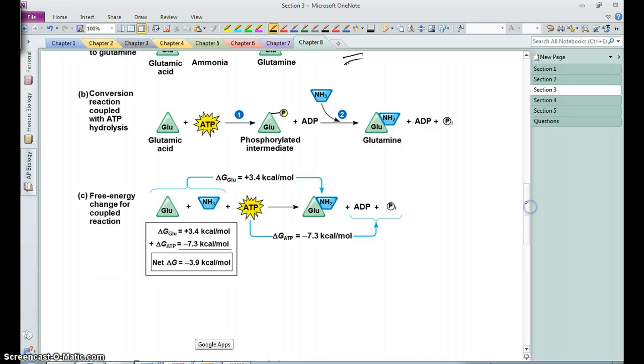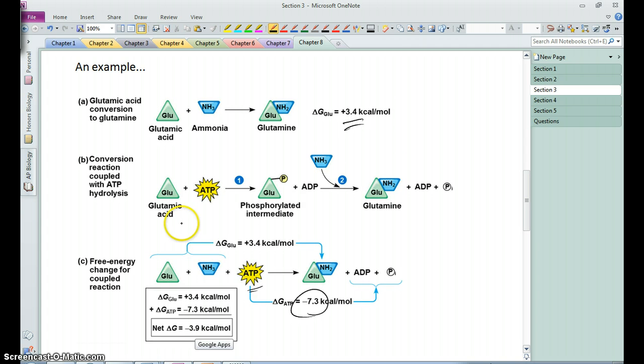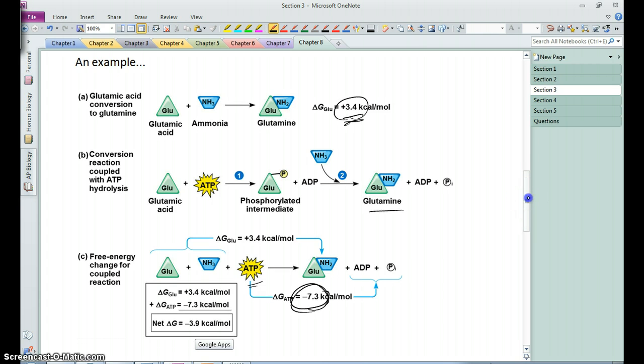Alright, we'll look down here. When we convert ATP into ADP, we release this much energy, 7.3 kilocalories. So we can couple this reaction so ATP can provide the energy to convert glutamic acid and ammonia into glutamine, because the breakdown of ATP into ADP provides enough energy to carry out the reaction. If this took 8 kilocalories or 9 kilocalories, a single ATP would not provide enough energy. Okay.